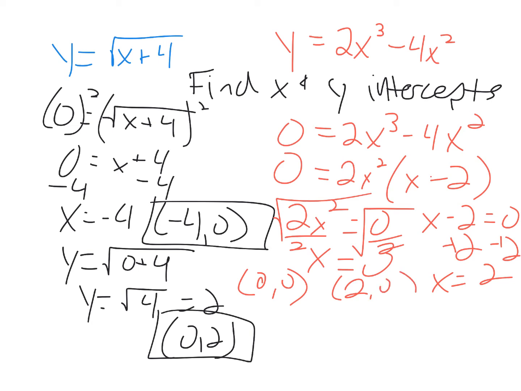If I put 0 in for x, that's just going to give me another 0. Right? 0 squared, 0. 0 cubed, 0. 0 times anything, 0. So you're going to get 0 minus 0, which is big 0. So your y-intercept will be 0, 0.